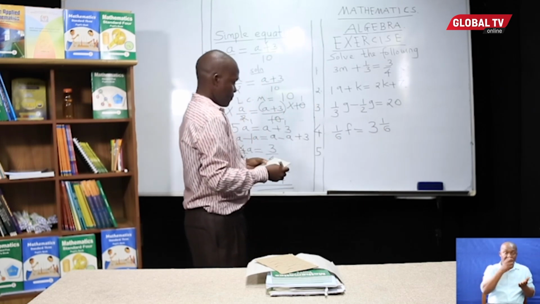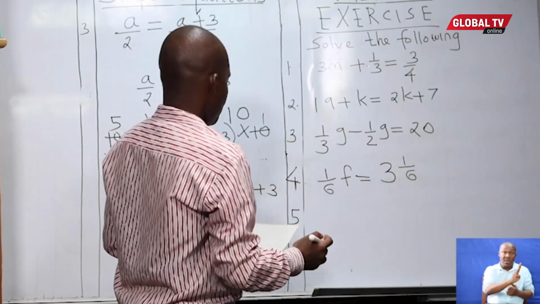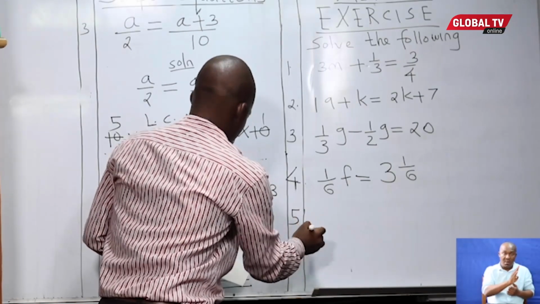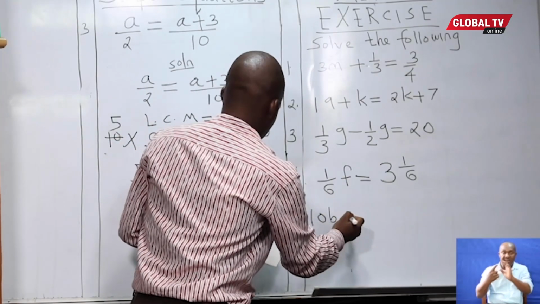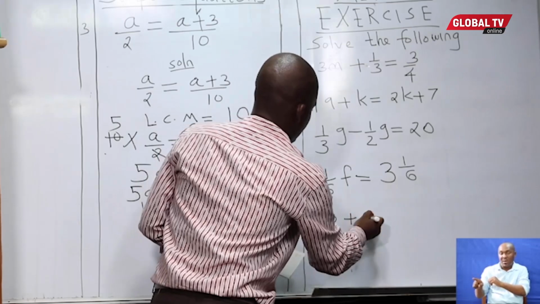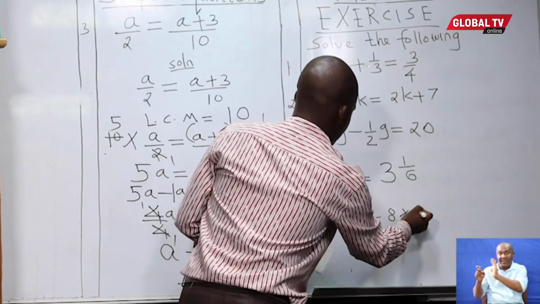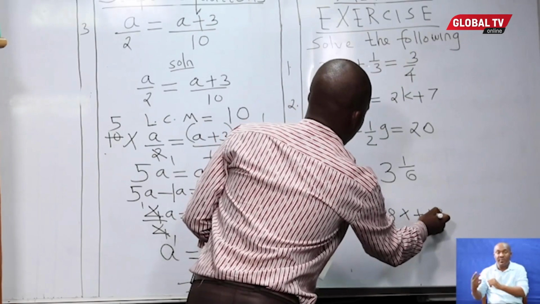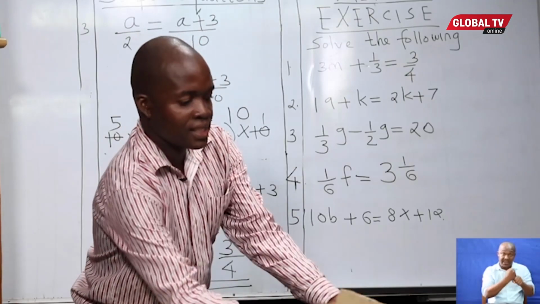Question number 5. Find the value of letter B. If 10b plus 6 is equal to 8x plus 12. Now you can try those 5 questions as a part of your exercise.